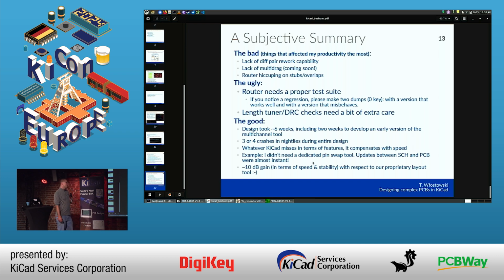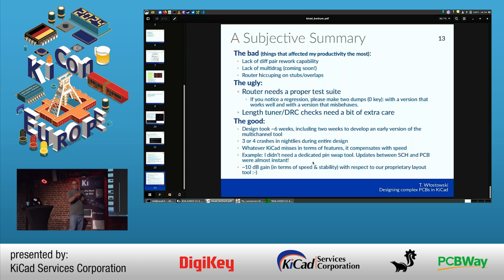My conclusion is whatever Kicad misses in terms of features, because really this is a pretty complex board, over 2,000 components, 12 layers, constrained lengths, pretty dense routing, whatever Kicad missed in terms of features, it compensated with speed. One very notable example is Kicad doesn't have a dedicated pin swapper, and I didn't feel like I needed it, even though I had like 300 FPGA PL pins to swap.